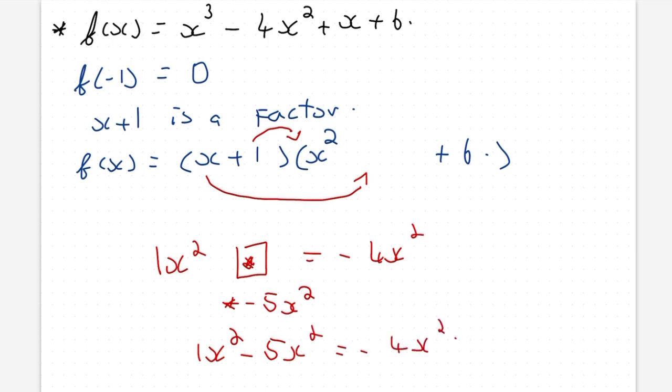And so for that reason, I know I should put here minus 5x. Because now 1 times x squared gives me x squared. X times minus 5x gives me minus 5x squared. And together those give me the minus 4x squared term that I require. All right, let's look at one more example.